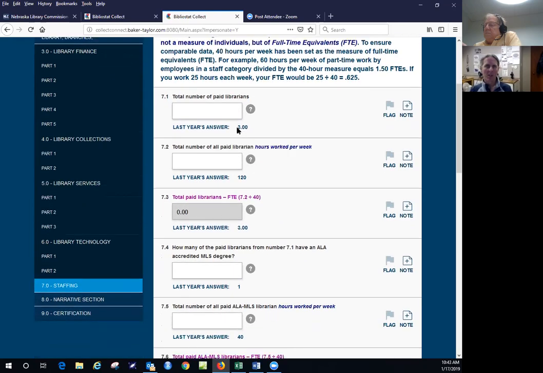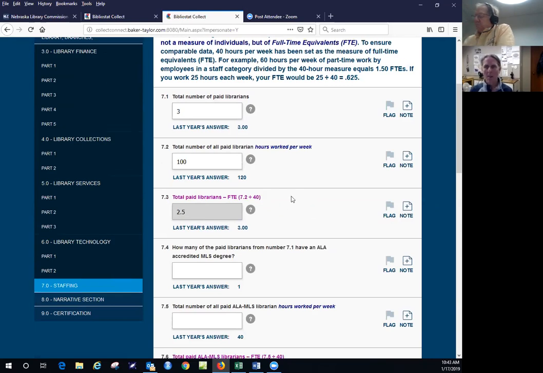Then you would calculate the number of hours that those 3 people work per week. So say they were all 40-hour-a-week people, you would enter a 120 here like you did last year. Assume all these 3 are full-time. I'm just going to enter it and then I'll delete it later, just to show you how Bibliostat does the calculation. So Bibliostat takes that 120 and divides by 40, and that equates to a 3 for FTEs. Say they worked 100 hours a week, that would be 2.5 FTEs.